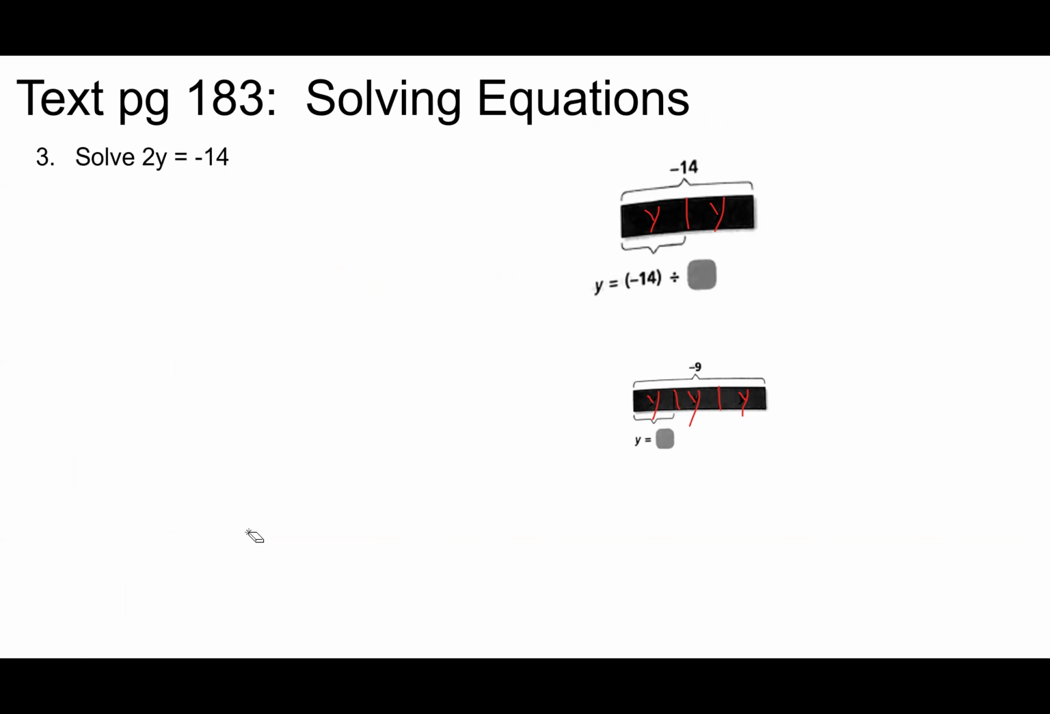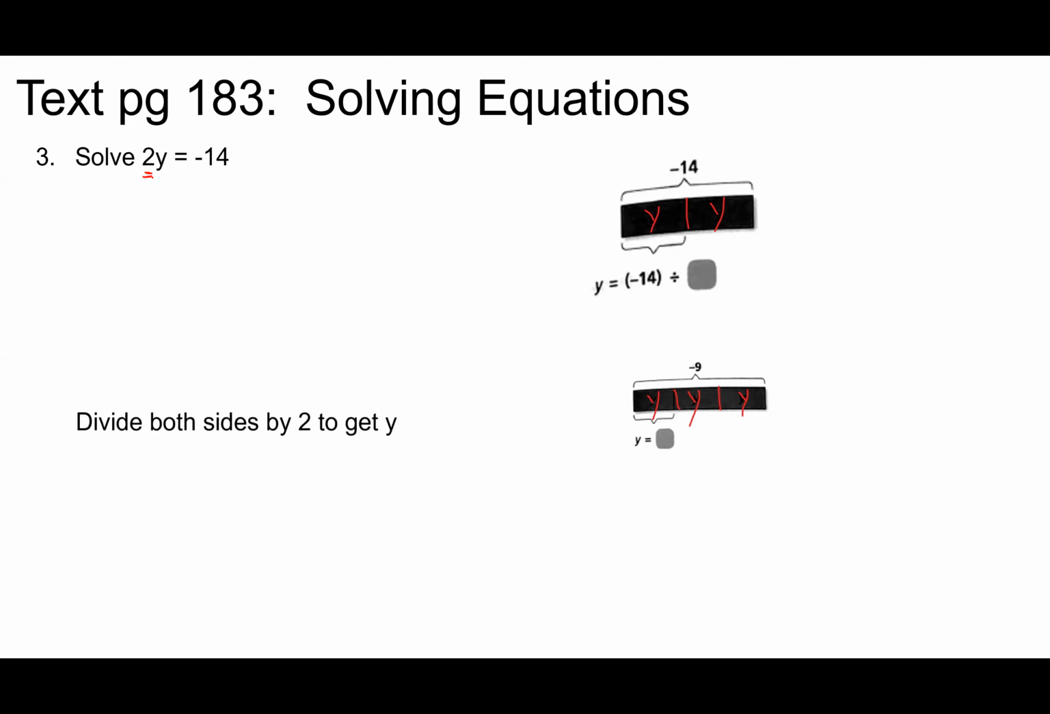Next one, we've got 2y equals negative 14. What coefficient can go in front of a variable and we don't write it? A coefficient is this guy right here. What coefficient do we not write when it's in front of a variable? Yes, 1, exactly. So how could I get 2y to equal a 1y? How could I do that? I would divide both sides by 2, exactly.